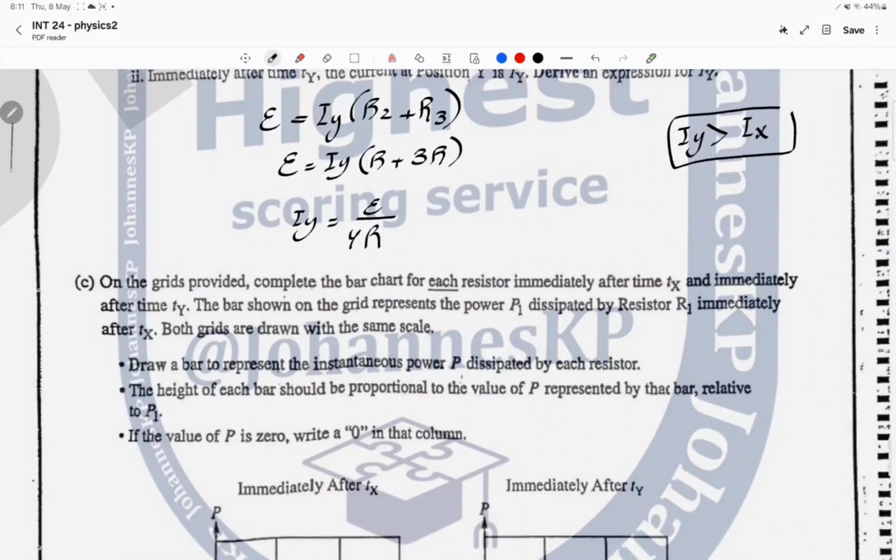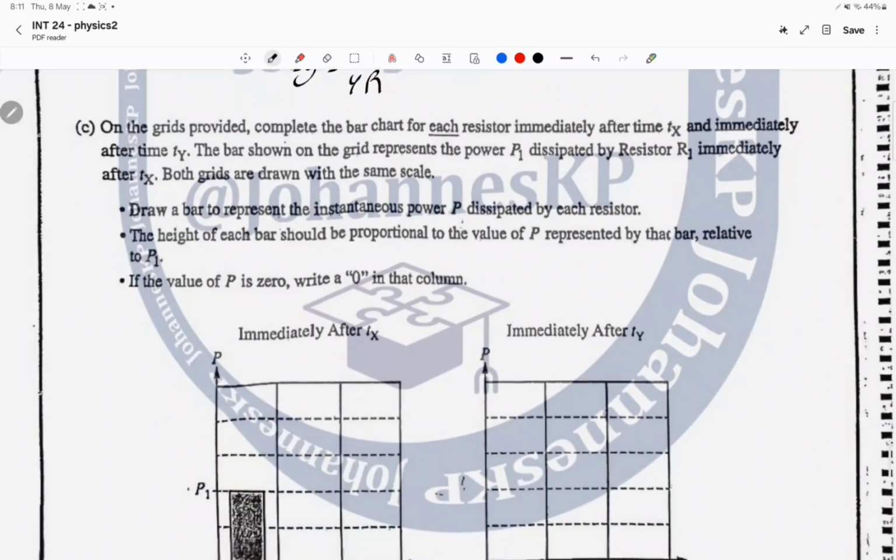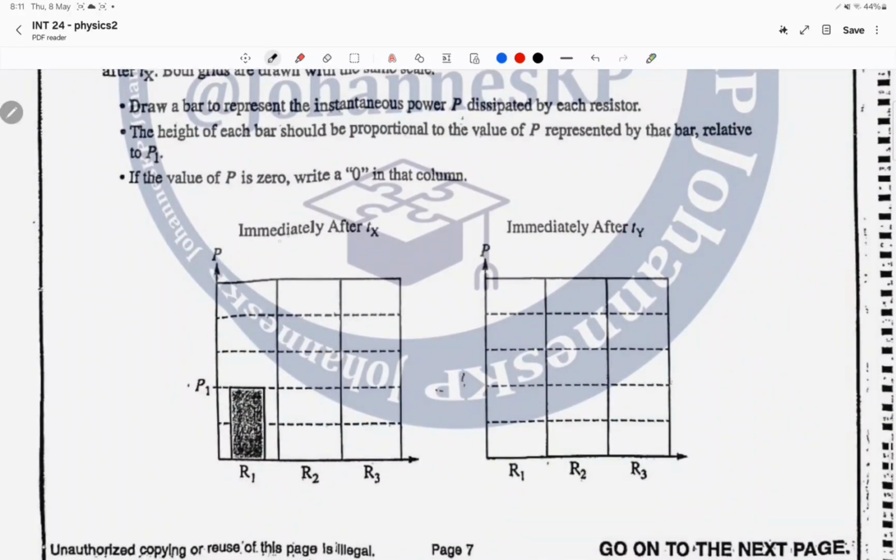Good. On the grids provided, complete the bar chart for each resistor immediately after time X. So look, in the circuit at time X, we said that we only had R1 being active. So only R1 can get a power. But the R2 was a 0. So we'll put a 0 here. So put 0 here and put this here. And actually at time Y, the R1 was not part of the circuit. We're going to put a 0 here. But R2 and R3 must have a power to a certain extent.